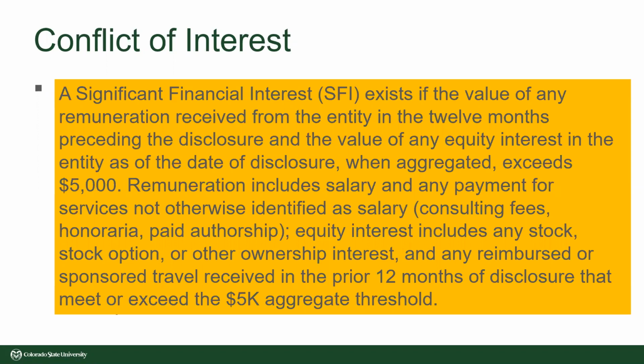It's the value received from an entity in the 12 months preceding disclosure. Again, I'm not going to read this whole thing, but it gives that aggregate value of $5,000. And it gives some examples like consulting fees, honoraria, paid authorship. But it also includes equity interest, ownership interest. And any of those that exceed that aggregate threshold is actually the federal definition right now.